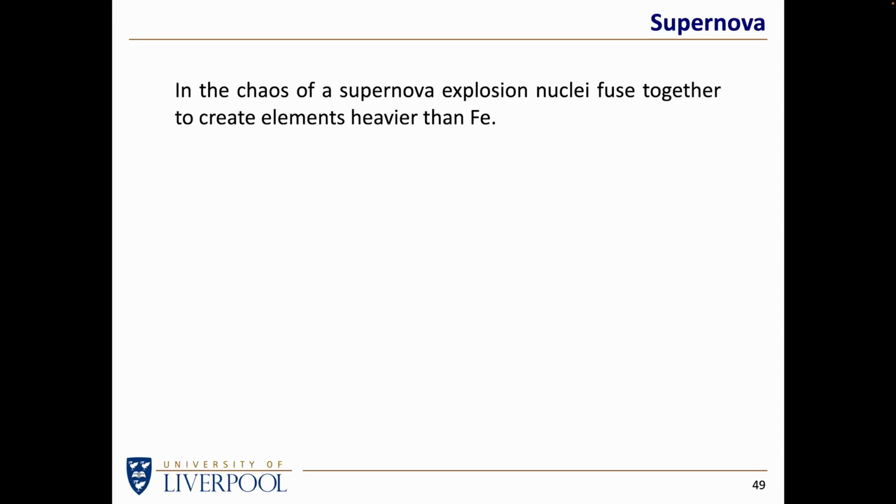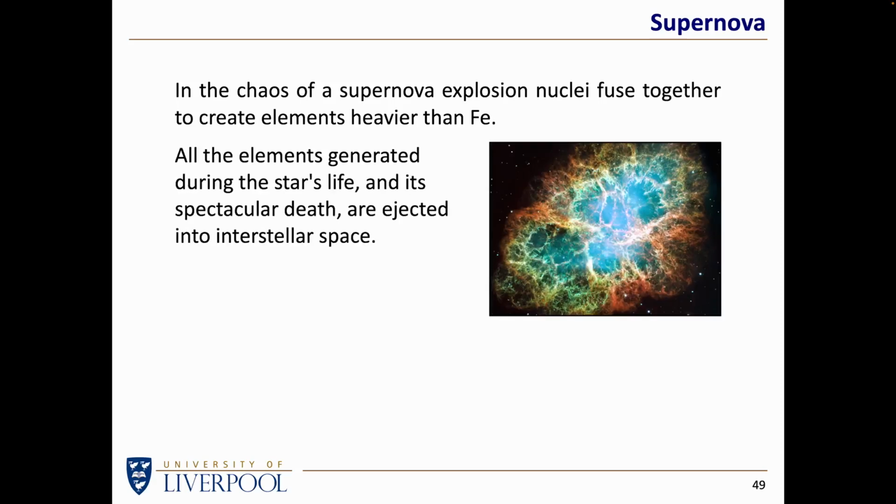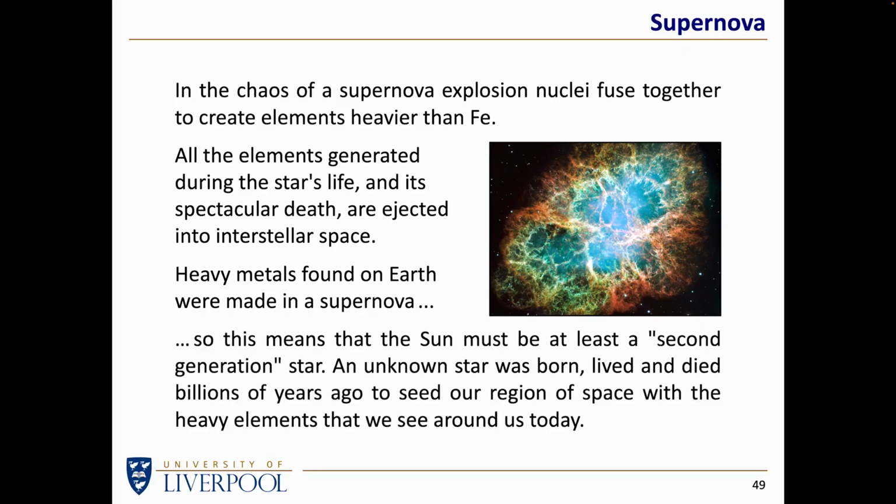In the chaos of the supernova, nuclei fuse together. In other words, the supernova provides the energy to actually fuse iron into heavier elements. So essentially all the elements heavier than iron are generated during the supernova. And the supernova is also the mechanism by which all of the elements generated up to this point, and any elements generated after this point, are ejected into interstellar space. So heavy metals found on the Earth were made in a supernova.